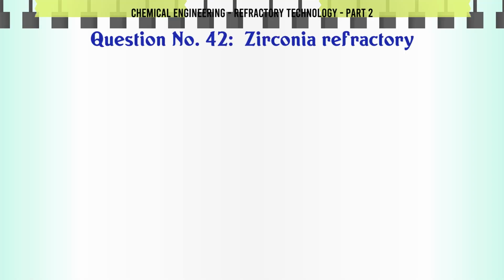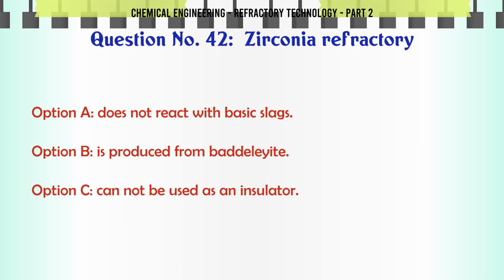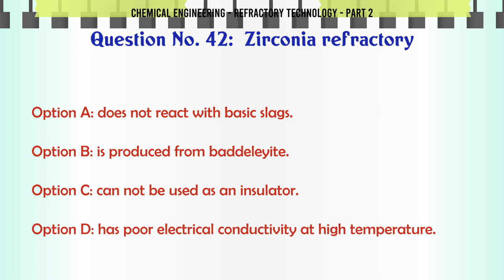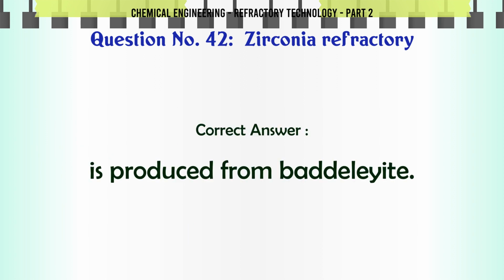Zirconia refractory A. does not react with basic slags. B. is produced from baddeleyite. C. cannot be used as an insulator. D. has poor electrical conductivity at high temperature. The correct answer is produced from baddeleyite.